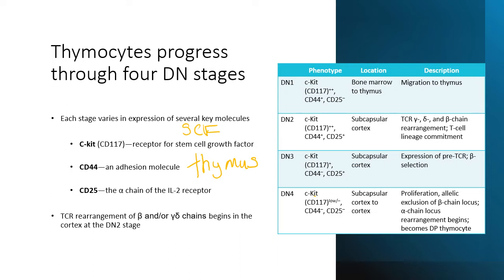So when these cells first get to the thymus, they are CD117 double positive, which means they express high levels of CD117. There's just a lot of this on the cell surface. That's all that tells you. They also express regular normal levels, positive, meaning it's detectable levels of CD44, but they do not express CD25 when they first arrive at the thymus.